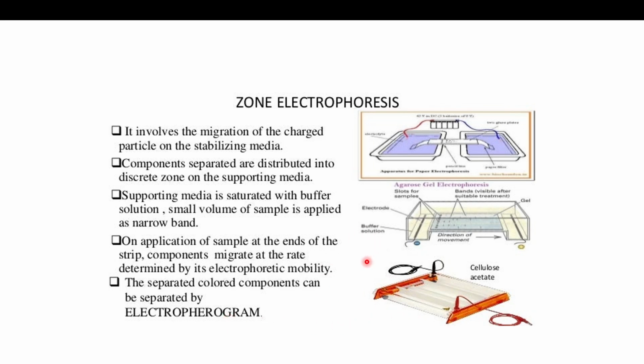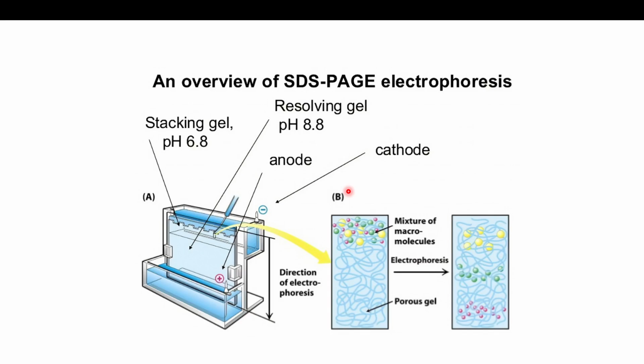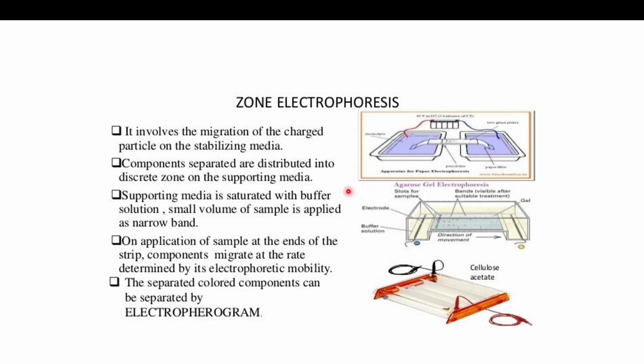There are different kinds of zone electrophoresis, wherein the solid support or stabilizing media that is being talked about here can vary, because it can be paper electrophoresis, agarose gel electrophoresis, or polyacrylamide electrophoresis. Depending on what your sample of interest is and what your requirement for the experiment at hand is, you can use whatever supporting media or stabilizing or solid matrix you need for electrophoresis.